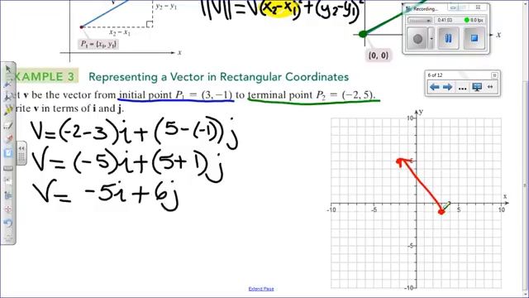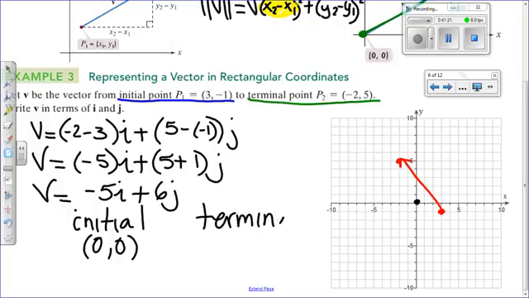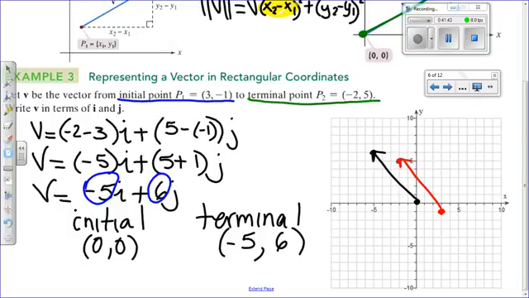And so I'm going to plot that vector, but now considering my initial point is at the origin, and then my terminal point is actually going to be at the point -5, 6. And how do I know that? Because those numbers are coming from here. So -5, 6. Initial there. Right? And so that's how it will look.